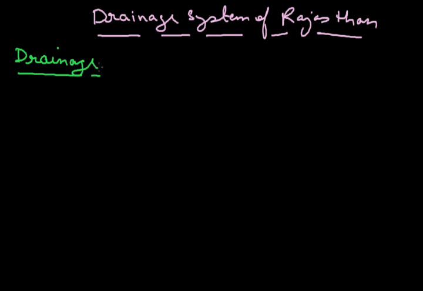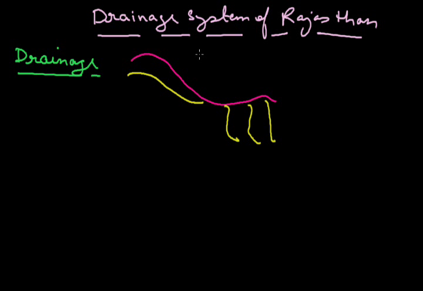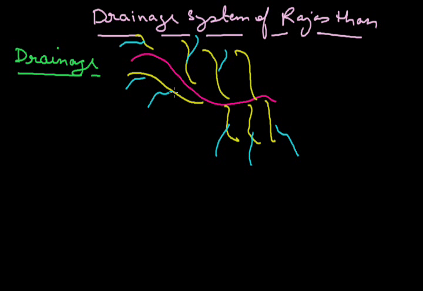what is drainage? This is a major river, for example the Ganga river. Now there are many tributary rivers which meet the Ganga. This is Yamuna, Son, Gandak, Ghagar, Kali, Tista, Kosi, etc. Now there are sub-tributary rivers of these rivers, like the Chambal river.